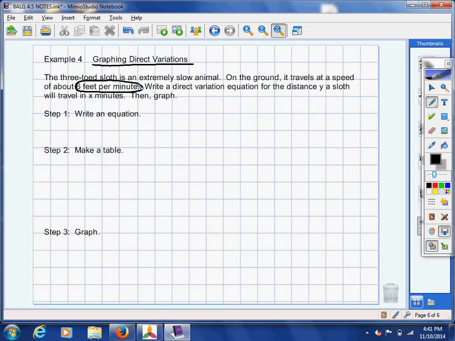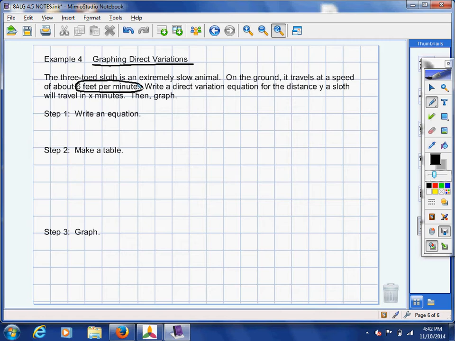Okay, now let me give you a really big hint. This is going to help you so much with direct variation and even in just regular old linear equations. If you're given a rate of speed, any kind of rate, it could be feet per minute, dollars per hour, dollars per second, whatever it is. If it's a rate, something per something, that's your slope. That's always going to be your slope. So I just want to throw that out at you, a little extra information for you to know.